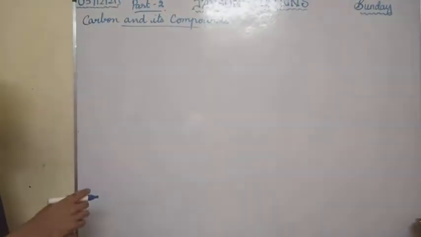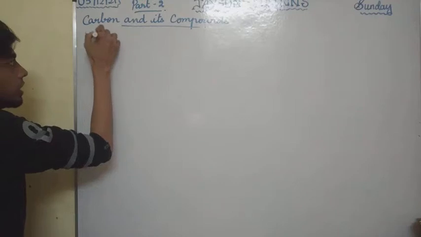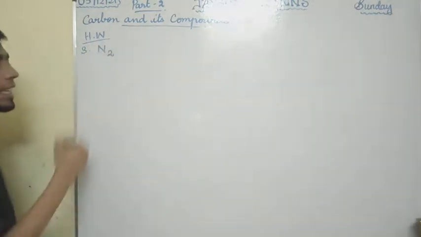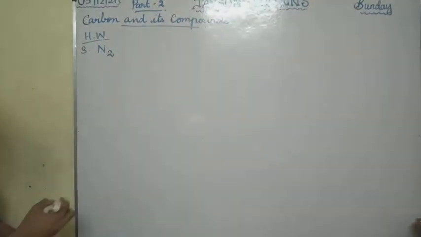Okay. So yesterday I gave one homework. We will start with that. The homework I gave was the electron dot structure for the N2 molecule, nitrogen molecule.